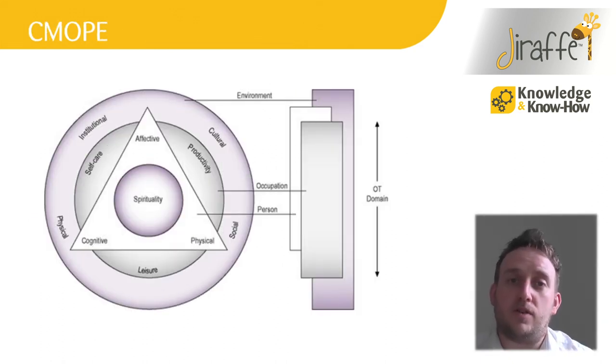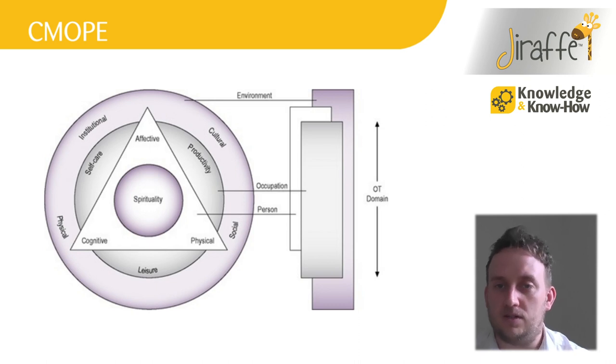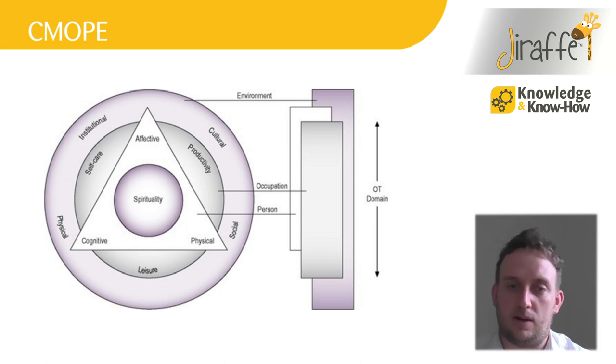So the Canadian model of occupational performance and engagement, this is a view of how it might look. It's breaking a person down into three different domains. We look at the person as the center, with a big circle in the middle, spirituality, which we'll get into in a second. It also looks at a person's occupation, the things that they do in their lives, and the environment that they do that within.